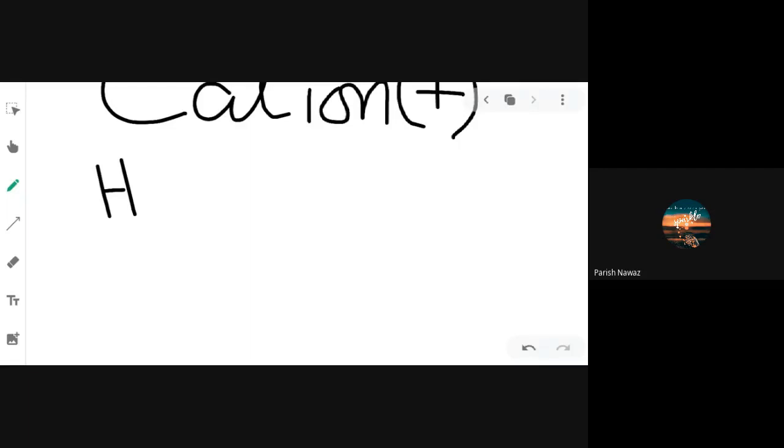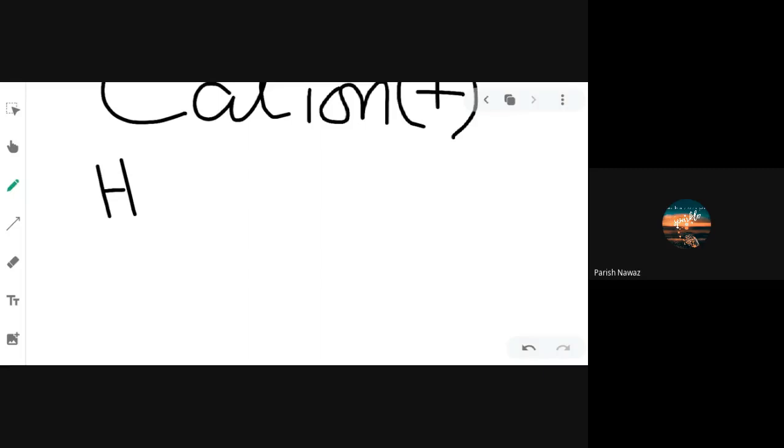I was saying that the difference between an atom and an ion is that an atom contains an equal number of protons and electrons, while there is a difference in protons and electrons in ions. If electrons are more, it becomes negatively charged and is called an anion. And if the number of electrons is lesser than the number of protons, it is a positive ion called a cation.